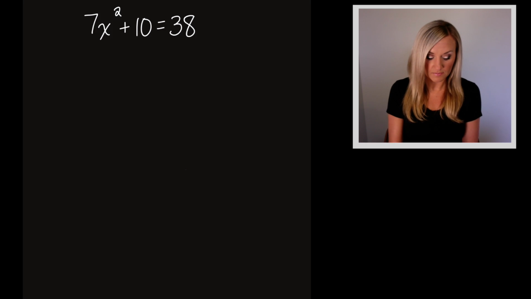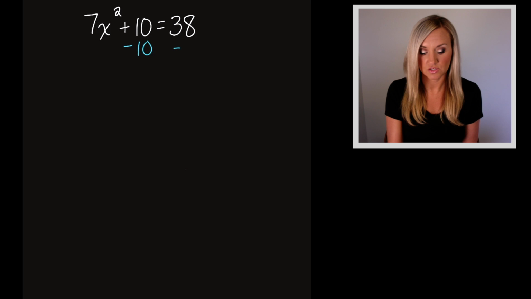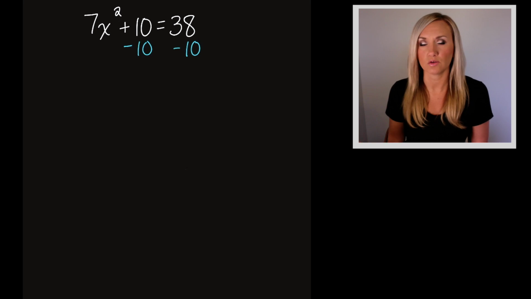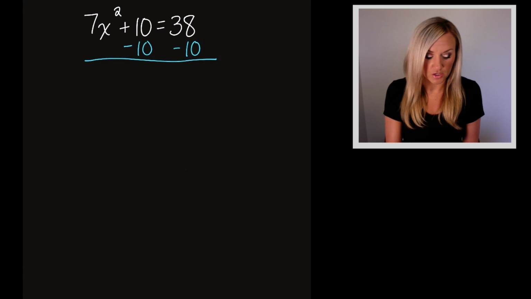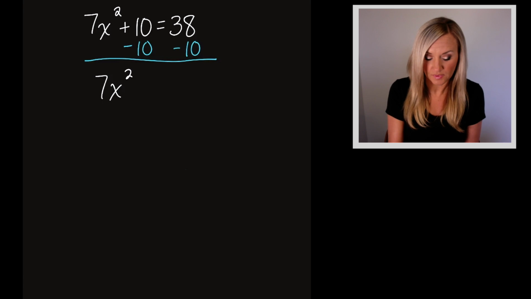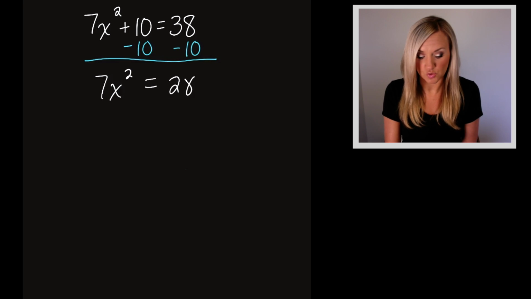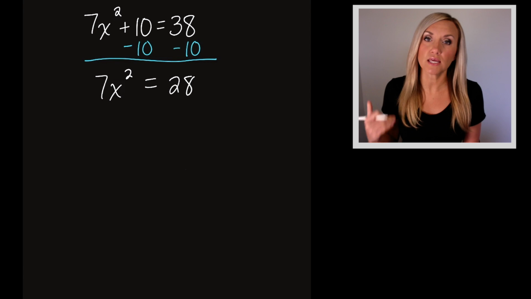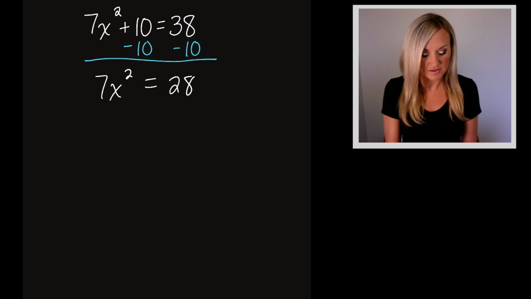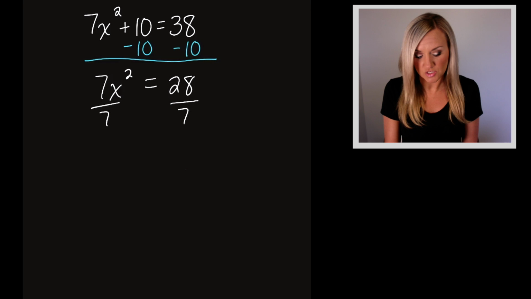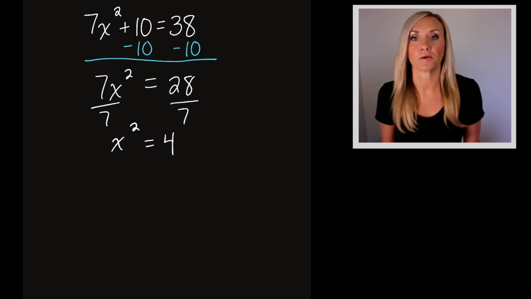The first thing I'm going to do is subtract the 10 to the other side, just like solving a linear equation. When you do that, you are left with 7x squared equals 28. We're going to keep following the steps of algebra to get the x squared all by itself. It's being multiplied by 7, so we divide each side by 7. Now we have x squared equals 4.